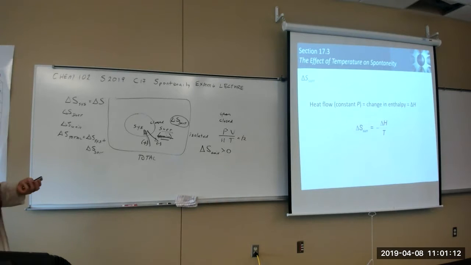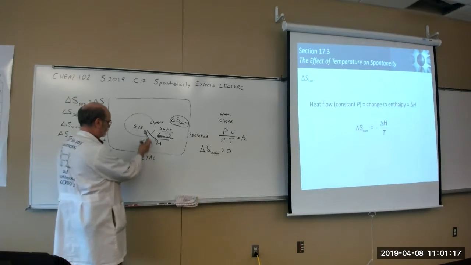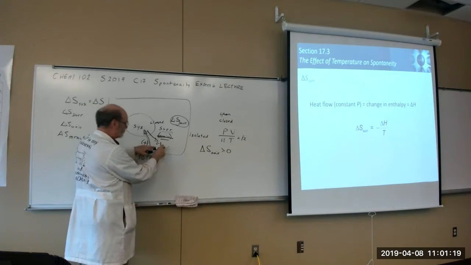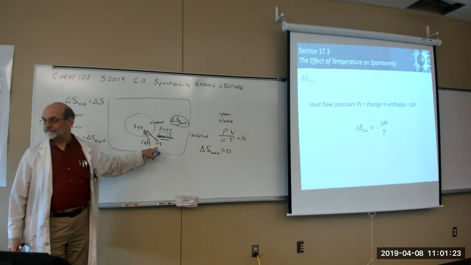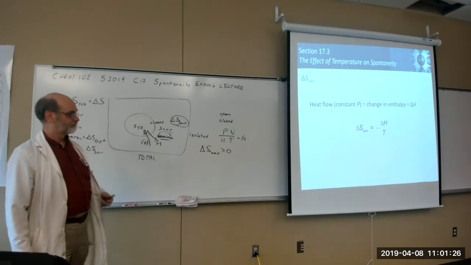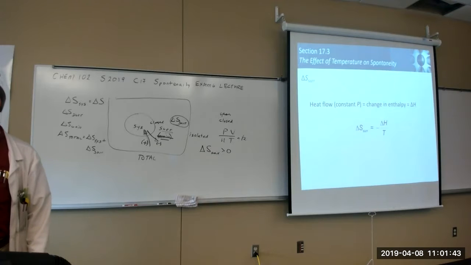Let me rephrase this. Adding energy to the system decreases the entropy of the surroundings. So what if the temperature was 0? Then you have the third law of thermodynamics, which is: the entropy of a perfect crystal at absolute zero is 0.